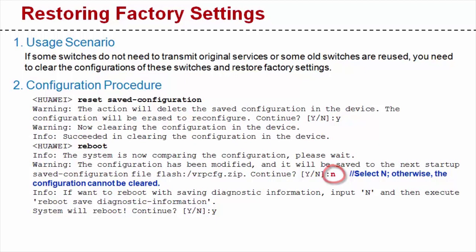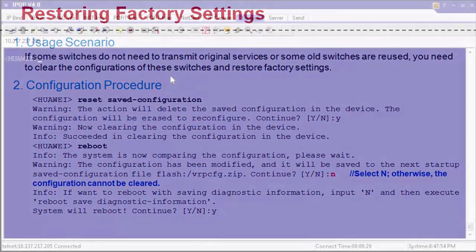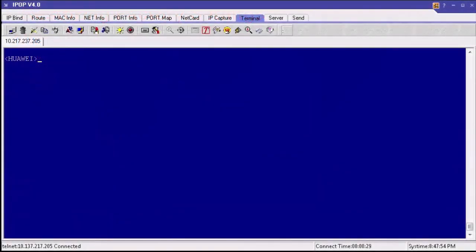Now, let's see how to restore factory settings on a switch. After factory settings are restored, the original configuration on the switch is cleared. Therefore, you are advised to log in to the switch through the console port to perform the following operations.